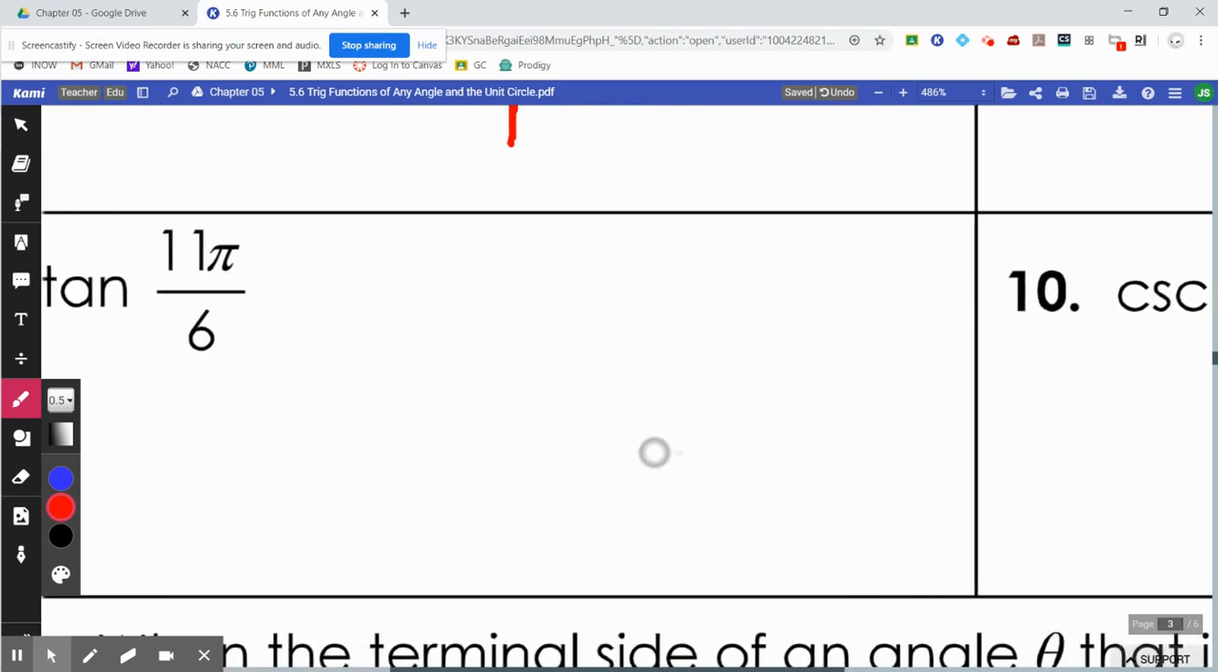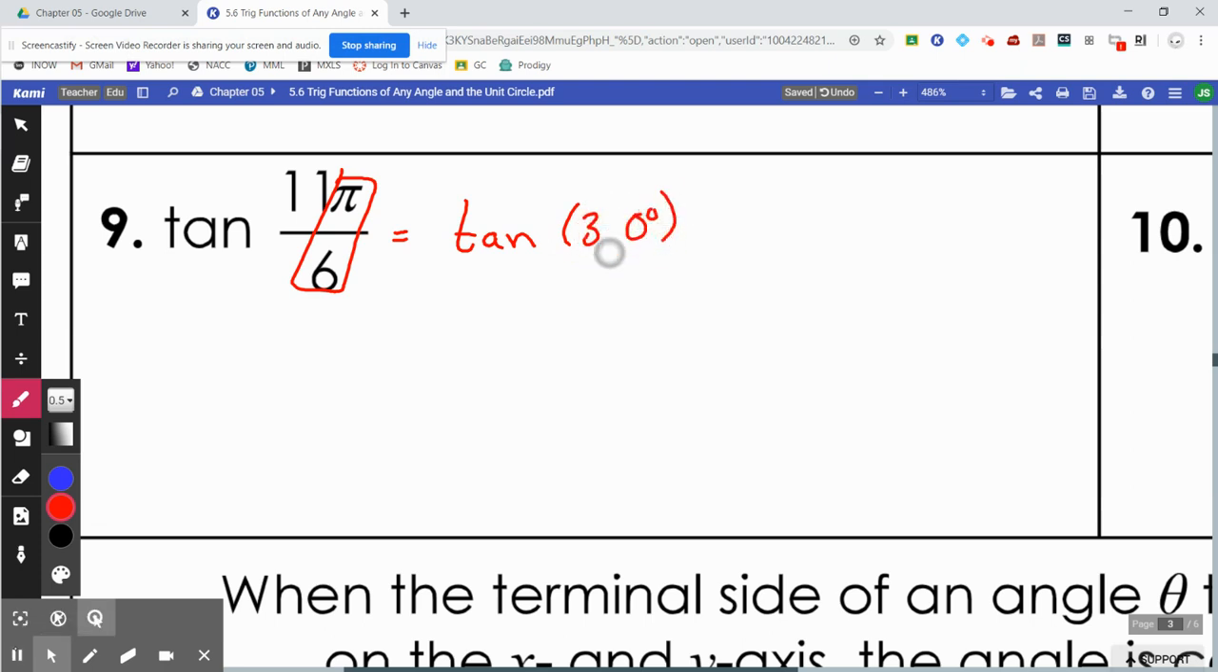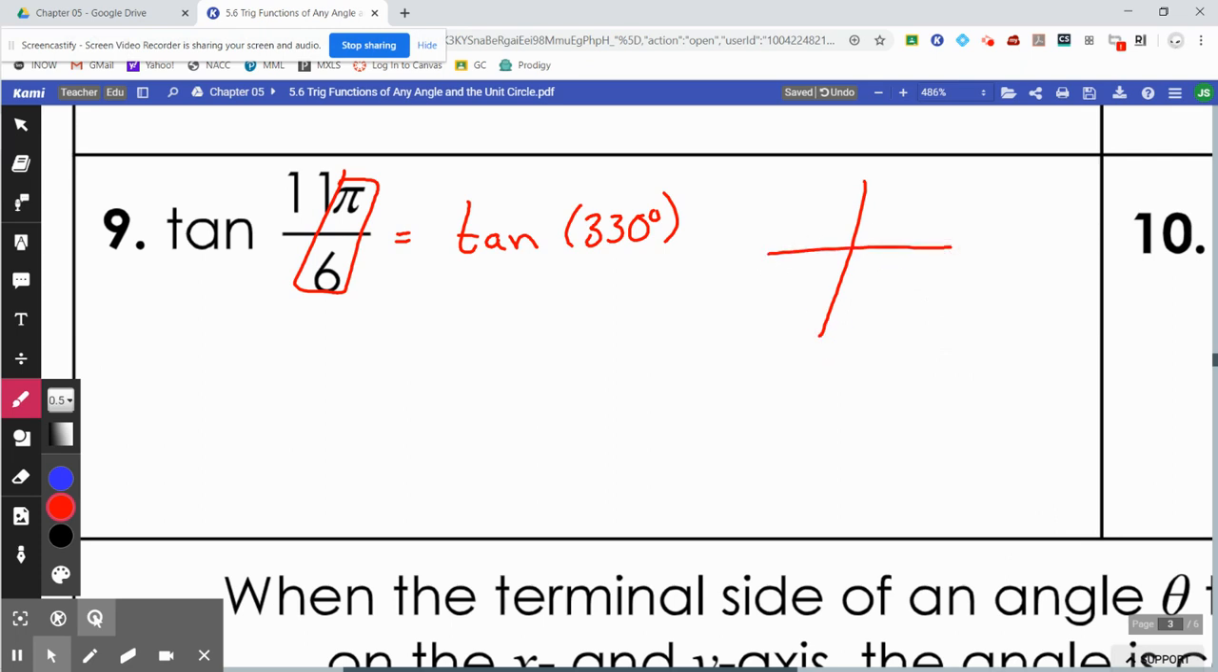And number 9, the tangent of 11 pi over 6. Again, I don't like working with 11 pi over 6, so we're going to change this to 30. 11 times 30 would be the tangent of 330. Let's draw ourselves a triangle, or excuse me, first off a quadrant. Here, 330 is going to be somewhere down in here. As long as you're in the right quadrant, it doesn't matter what your triangle looks like.